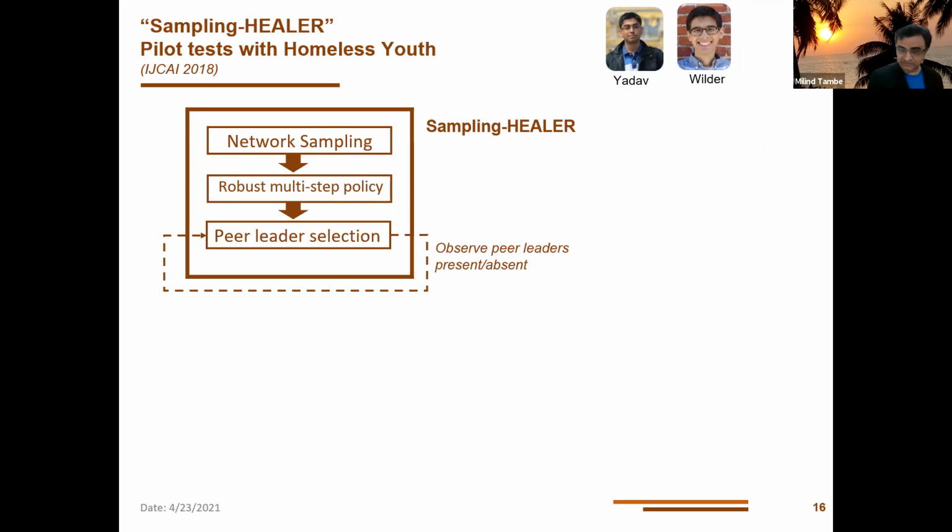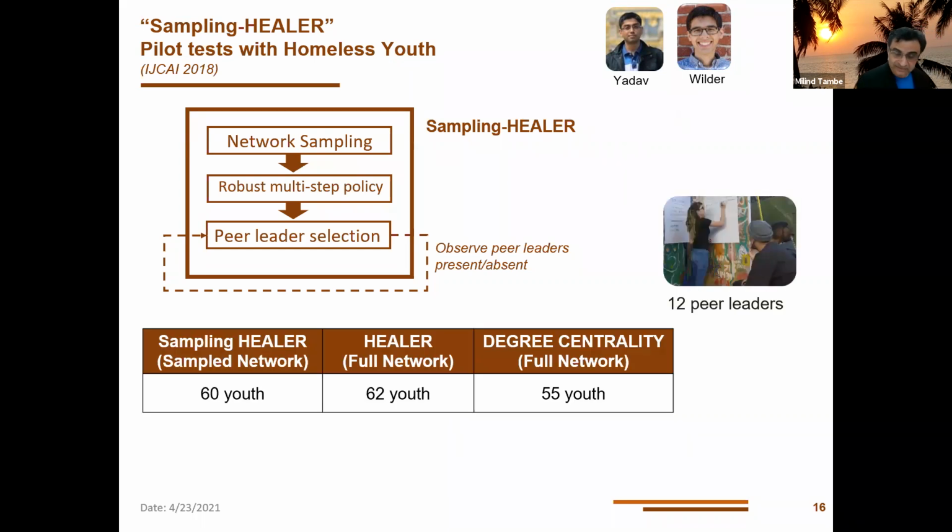We did a pilot test first. So Sampling HEALER, we invited 60 youth when the network is not known. The second arm, HEALER, is exactly the same as our Sampling HEALER, but knows the full network, roughly 60 youth here. Degree centrality, the traditional approach, brings in the most popular youth. This is the approach that is traditionally used, also knows the full network. And here, again, we tried to recruit 60 youth, 55 showed up here. In each case, we selected 12 peer leaders according to that algorithm.